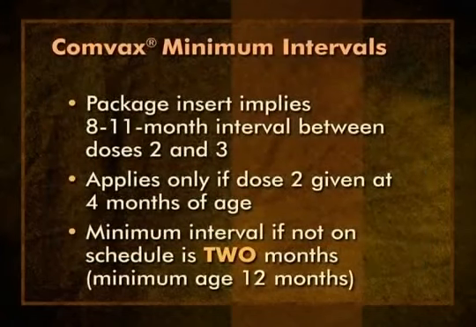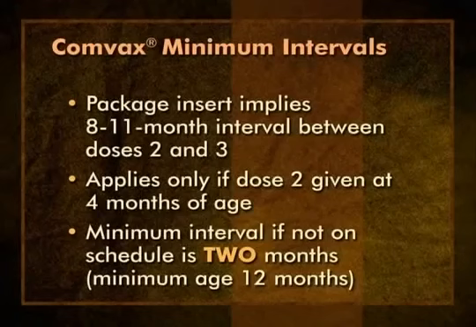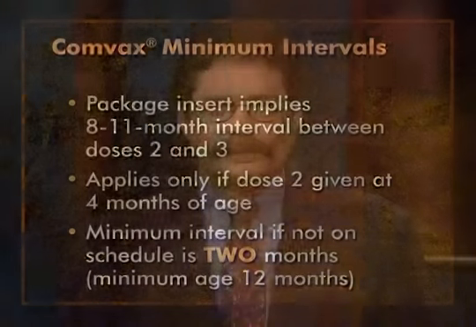The package insert implies an 8 to 11 month interval between the second and third Comvax doses. This interval only applies if the child is on schedule and the second dose was given at 4 months of age, because the minimum age for the third dose is 12 months. The minimum interval, if the child is not on schedule, is 2 months, the same as Pedvax Hib and other Hib vaccine brands. But remember that the minimum age is 12 months, and for the last Hib dose to be valid, it needs to meet both the minimum interval, 2 months, and the minimum age of 12 months.